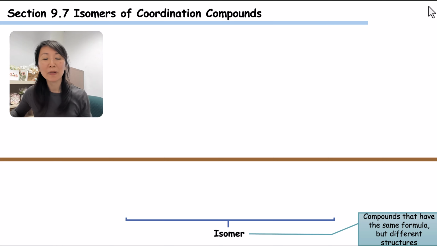In this video, we'll be covering part 2 of isomers of coordination compounds. So we are looking at isomers that have transition metals in the middle in particular. The ones we've been talking about were the structural isomers.